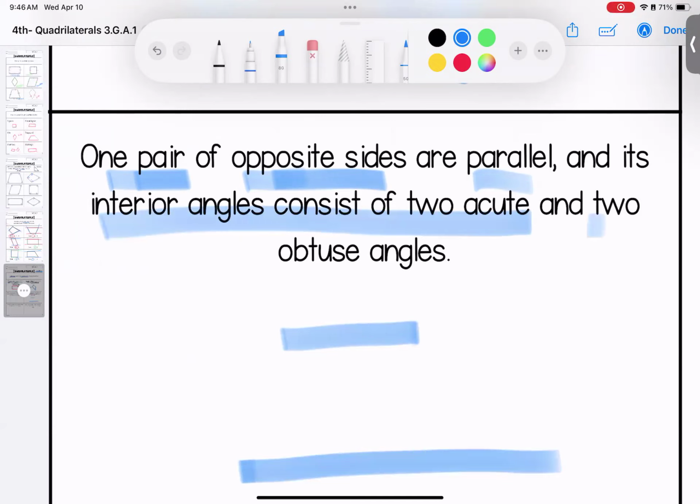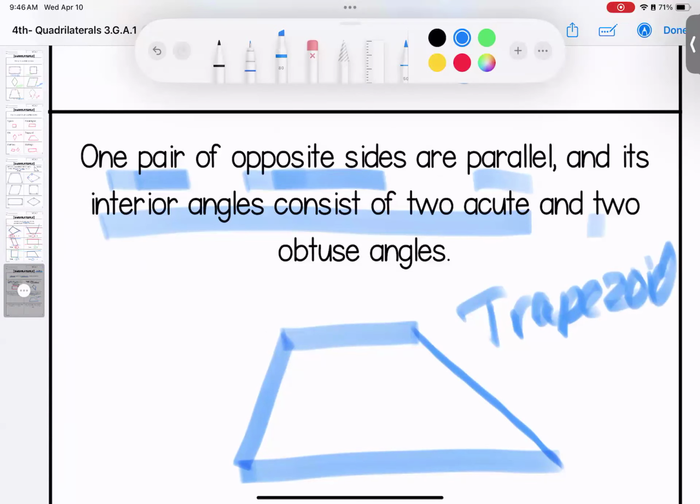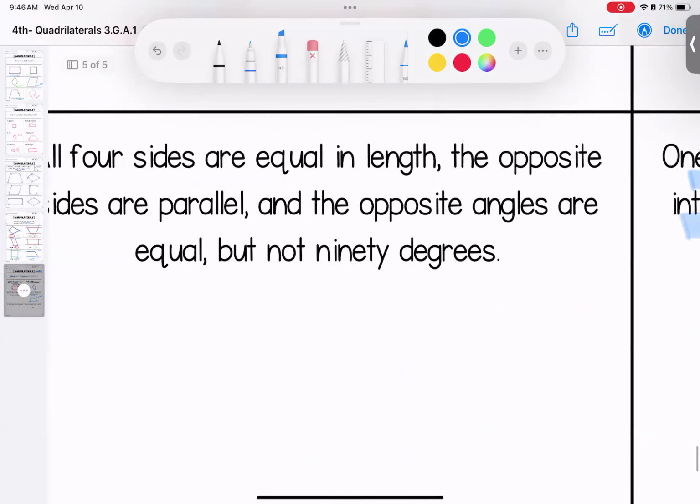One pair of opposite sides are parallel. Interior angles are two acute and two obtuse. This is a trapezoid because we have two acute angles, two obtuse angles, and one pair of opposite sides are parallel.